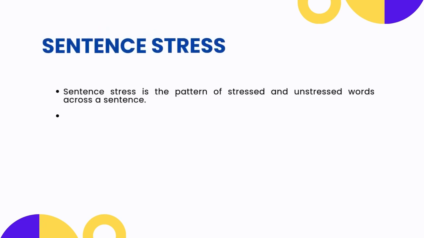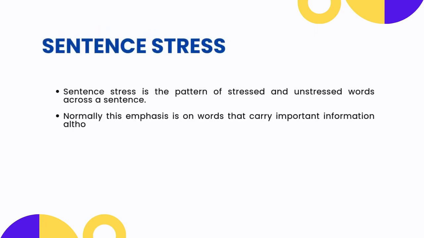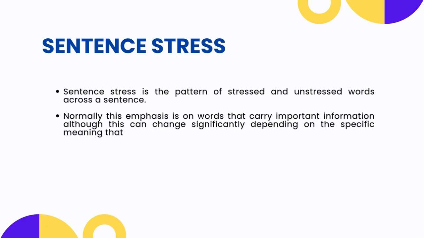Sentence stress is the pattern of stressed and unstressed words across a sentence. Normally, this emphasis is on words that carry important information, although this can change significantly depending on the specific meaning that the speaker wants to communicate.